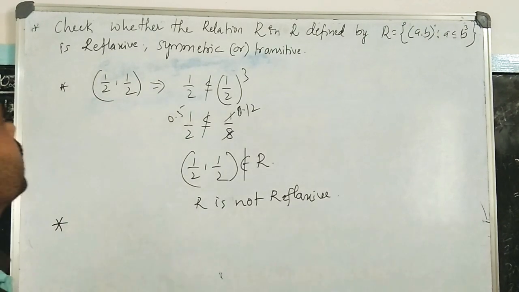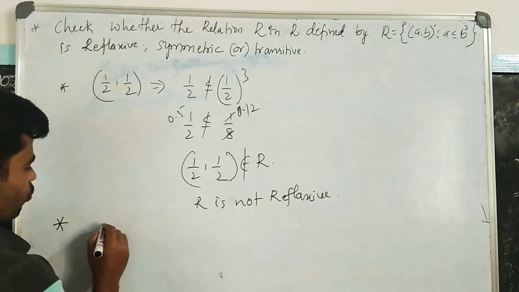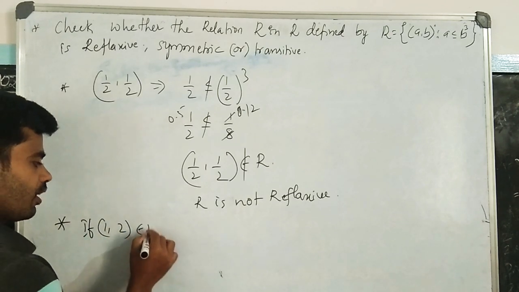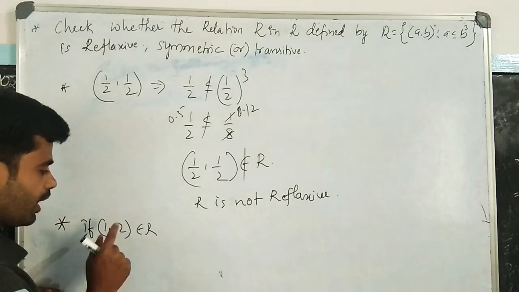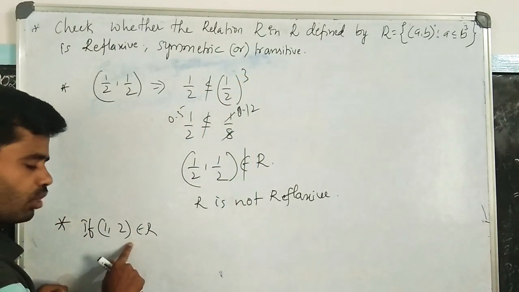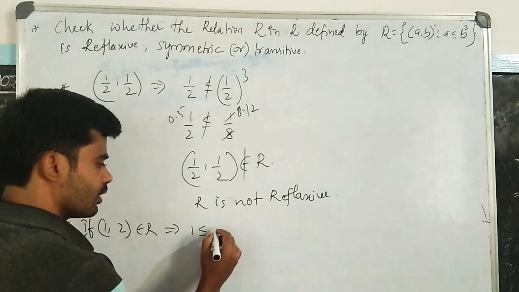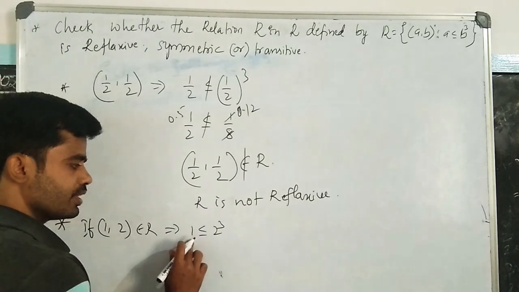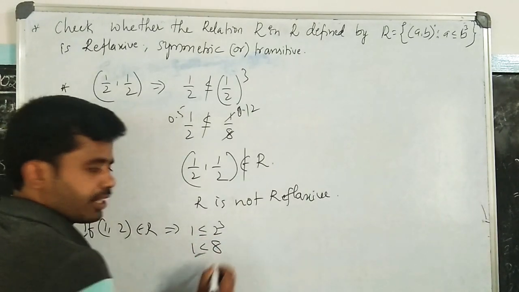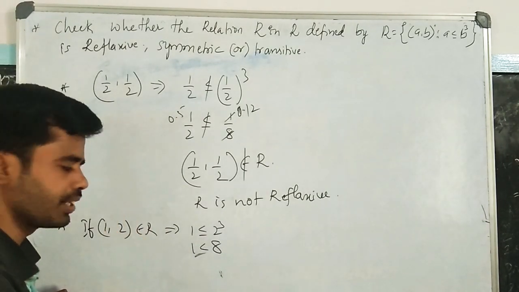Next, the second one. I want to verify whether it is symmetric or not. Let me take one ordered pair, (1, 2). Is (1, 2) in R? I took it in such a way that the ordered pair I take must belong to R. Let me check it. Is 1 less than or equal to 2 cubed? 1 is less than 8. Yes, it is in R. The ordered pair I took is right.